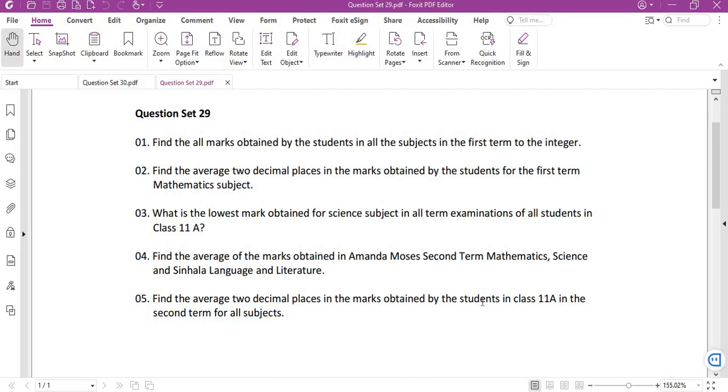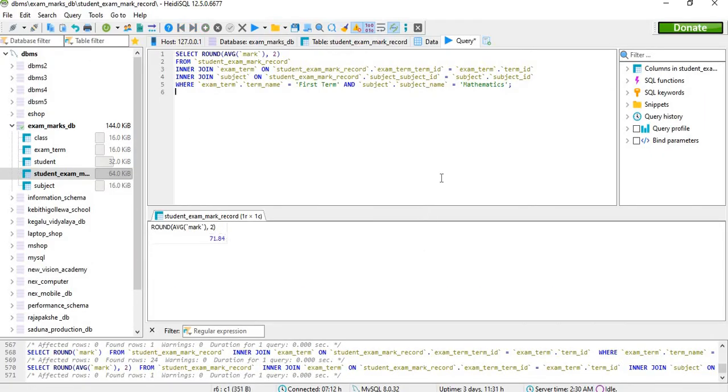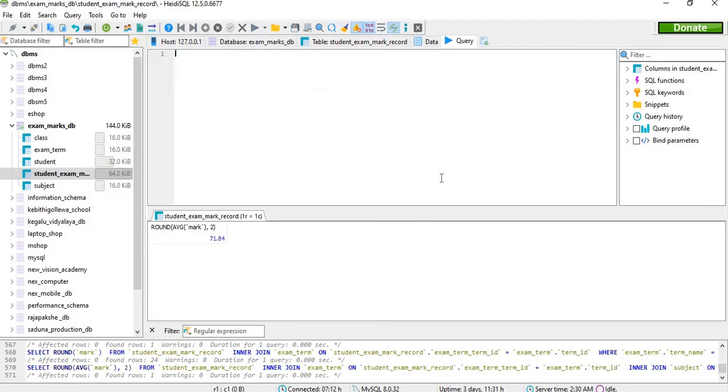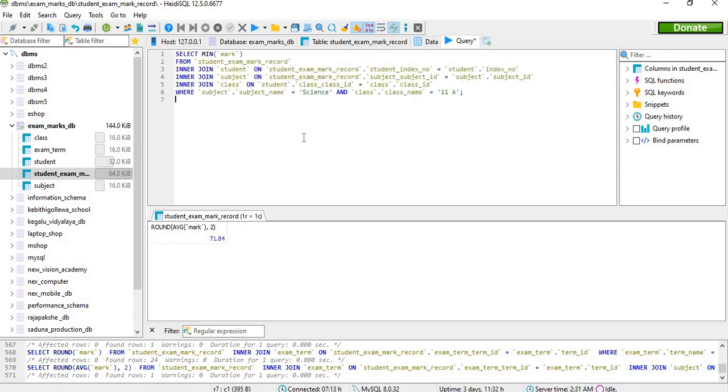What is the lowest mark obtained for the science subject in all term examination of all students in class 11A? So we must find the lowest mark for the science subject in all term in the class 11A. So we will clear this query, previously written query statement, and write the new query statement for this requirement. So this is my query statement to find the lowest mark obtained by the class students of 11A for the subject science in all terms. That means the both terms, first term and second term.